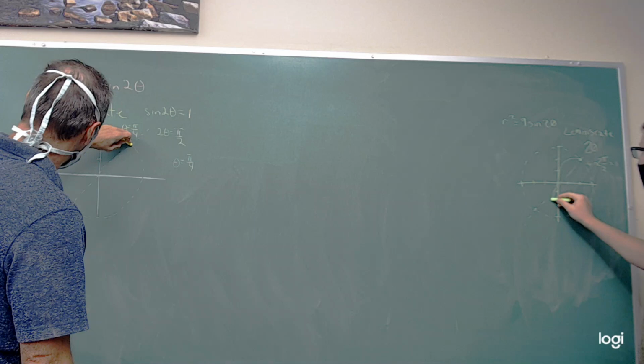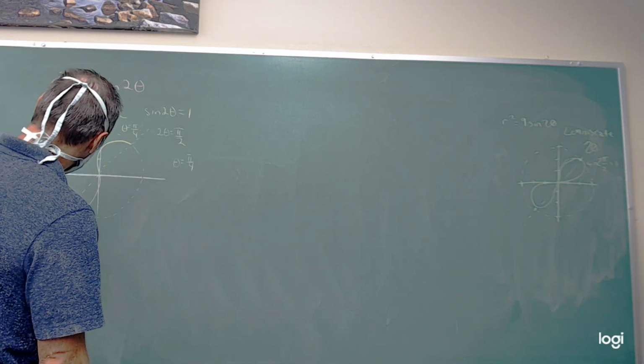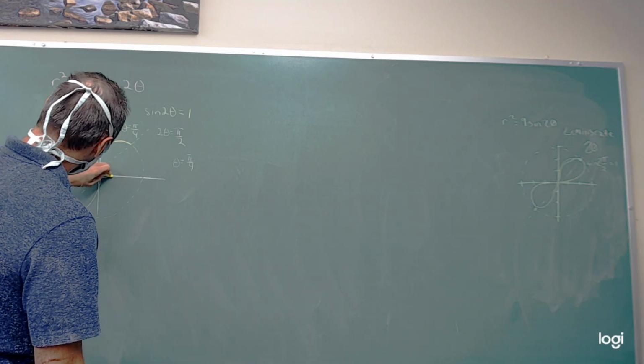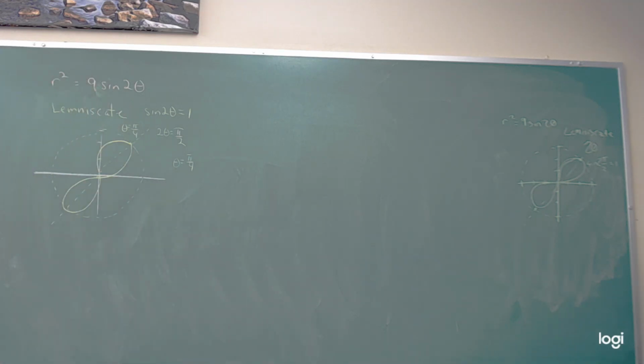So then it's going to be a little wider and fatter than a rose curve. It's going to be a big figure 8 or propeller blade. And that's the end of our story.